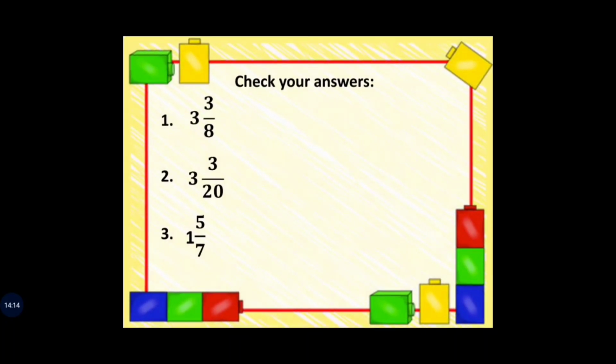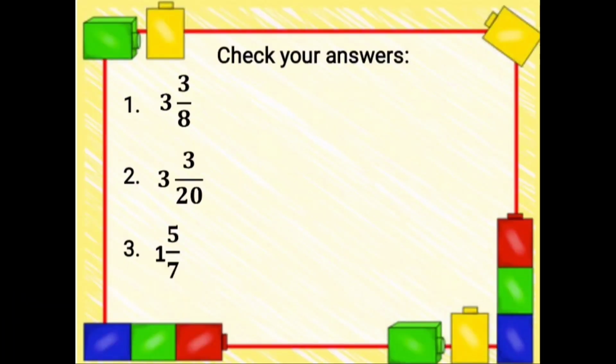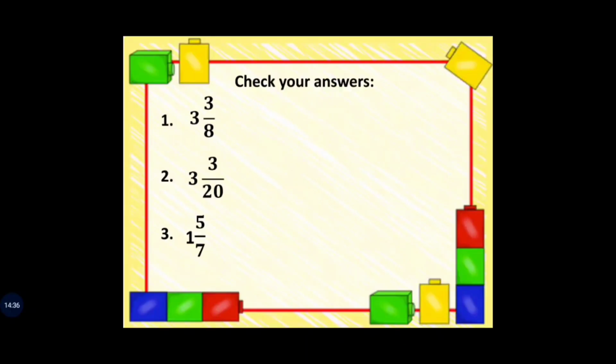Alright, time is up. Let us check your answers. Number 1, 3 and 3/8. Number 2, 3 and 3/20. Number 3, 1 and 5/7. So, who got 3 out of 3? Congratulations! Di ba po napakadali lang?